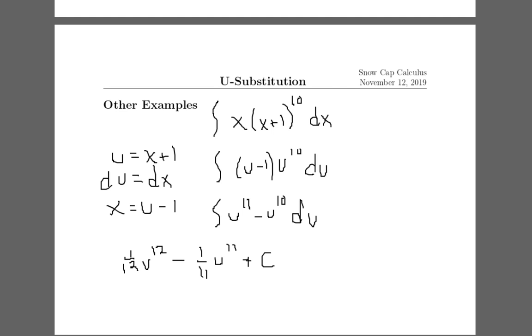And then we would plug back in our x plus 1. So you get 1/12 times x plus 1 to the 12th minus 1/11 times x plus 1 to the 11th plus c.